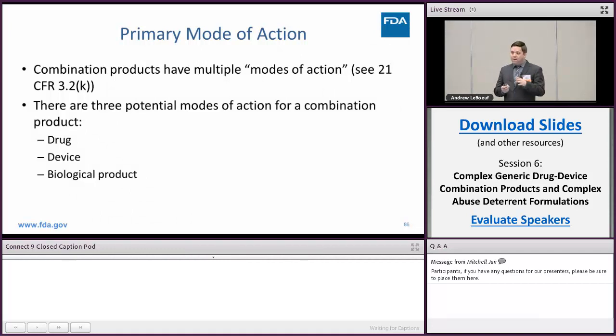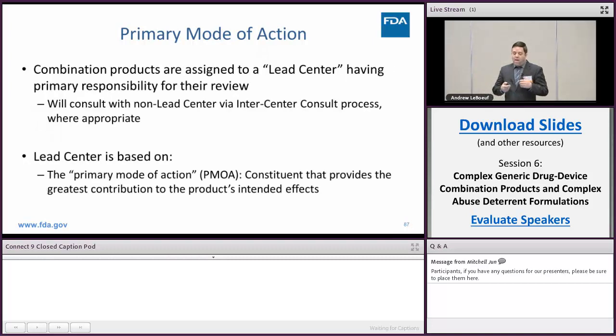And that being said, there could be three potential primary modes of action associated with that product: the drug, the device, or the biological product. And so a combination product is assigned for review based on the primary mode of action for that product. And let's define what that term actually means. It's the constituent part that provides the greatest contribution to the product's intended effects.